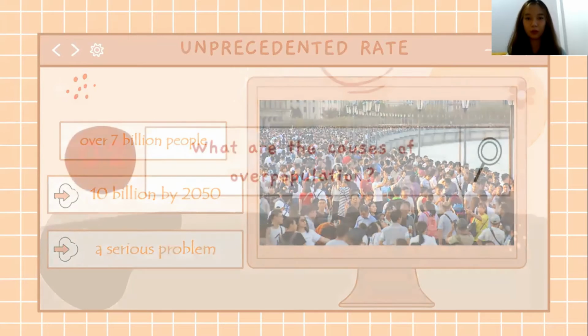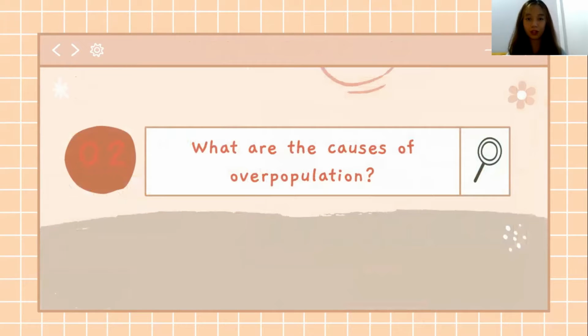So, what are the causes of overpopulation? Let's move on to the second part, which is presented by Chang.